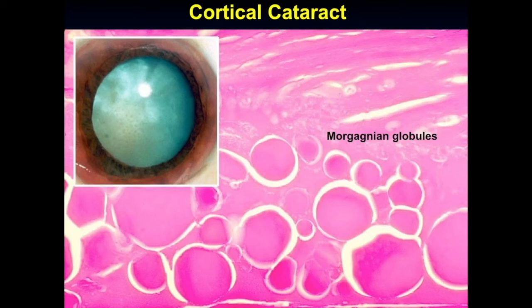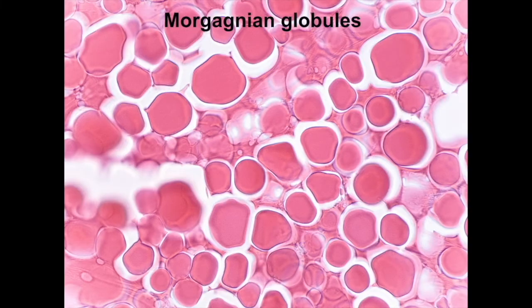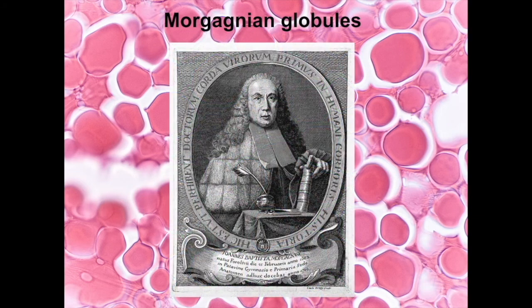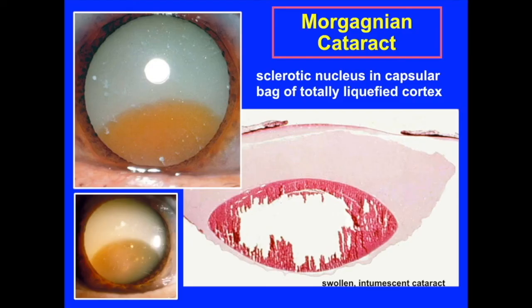We see Morgagnian globules. These are spherules of degenerated lens protein, or perhaps lens cytoplasm that oozes out of fractured lens fibers. More examples of Morgagnian globules, named after Morgagni. Total liquefaction, total degeneration of the cortex is seen in Morgagnian cataract.